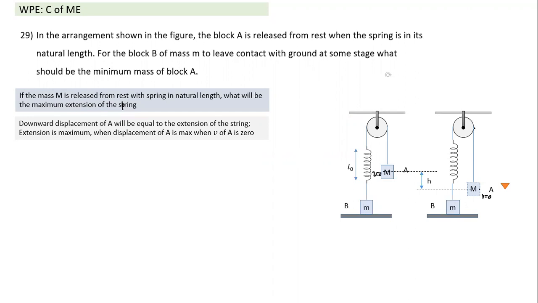So the length has increased by h. Where has this increase in length of h come from? Because the string on the other side cannot extend. So what has extended? Whatever displacement block A has had is only because of extension of the spring. So it has a downward displacement of h. It means the spring extension also should be equal to h.